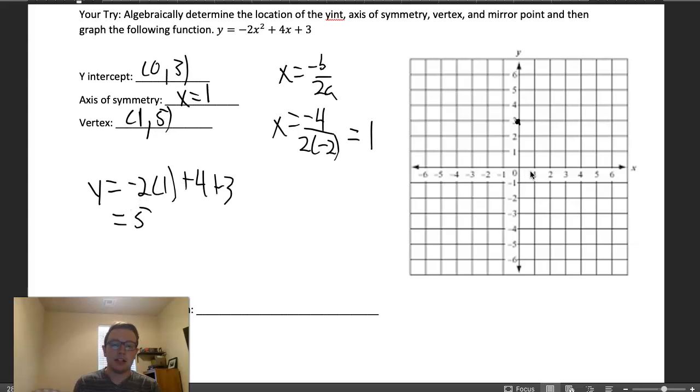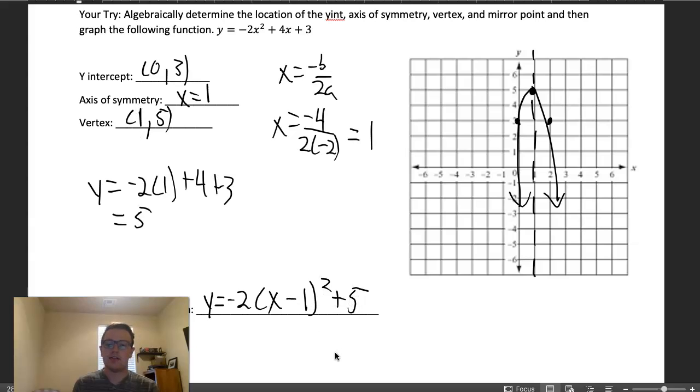From here, we plot this out. We go to the point 1, 5. We run our axis of symmetry through the vertex. And we draw a point equal and opposite across on the other side of the axis of symmetry. So we move 1 across, and we graph our parabola. Now in vertex form, a stays the same, so this would be y is equal to minus 2 times x, what's our vertex, what's h, is 1. So it's x minus 1 squared plus 5.